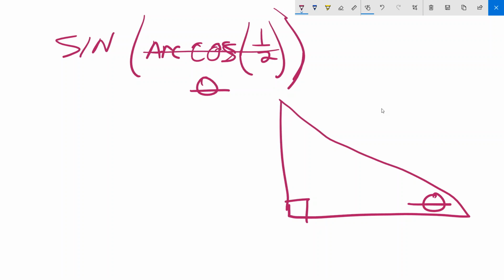Okay, where's the 1 go? On the base or the height? Where's the 2 go? What is cosine? Cosine is adjacent over hypotenuse. So that has to be where the 1 and the 2 both go. And now, using the Pythagorean Theorem, you can figure out what the other side is. What's the other side?